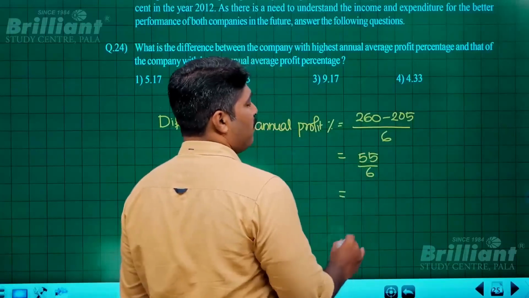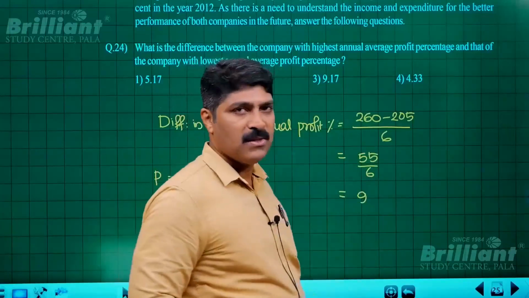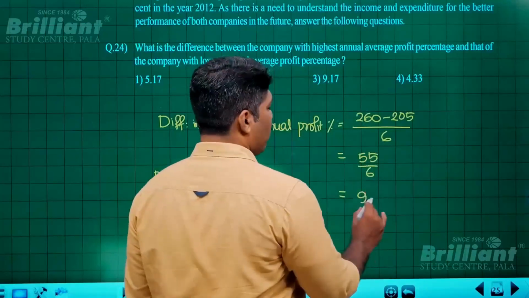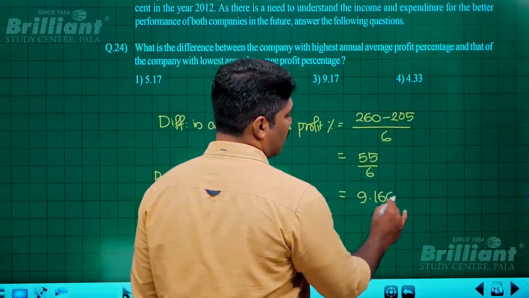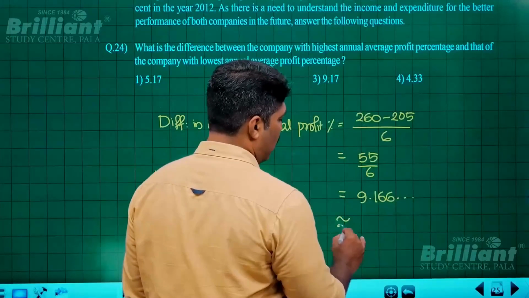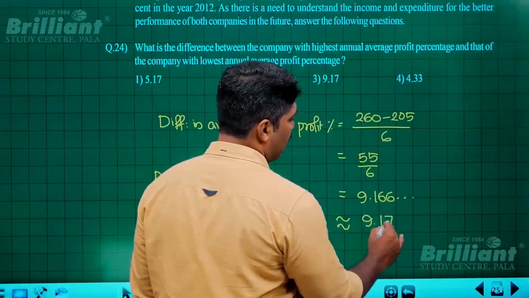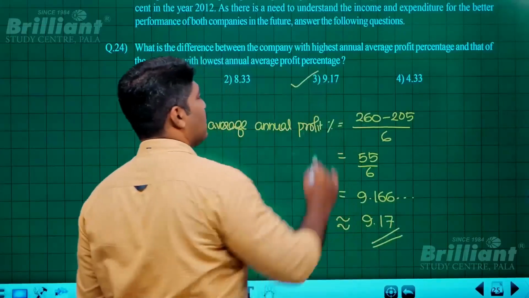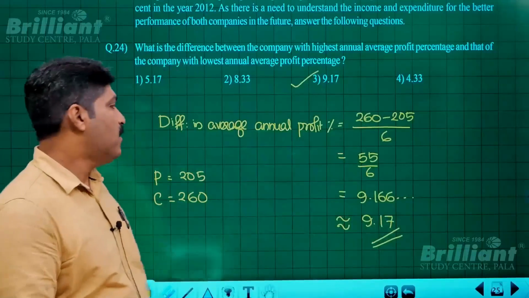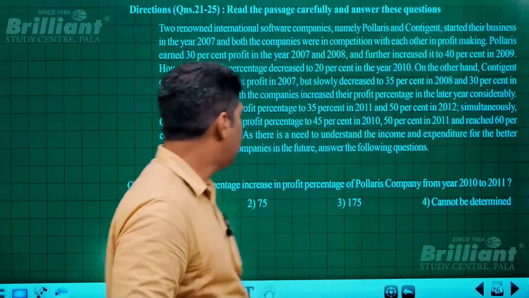So what is 55 by 6? We know that 9 times 6 is equal to 54. So 1 is left, 1 by 6, that's 0.1666 and so on, or its rounded figure is 9.17. So this is the answer. Got it? Then the final question of the set.